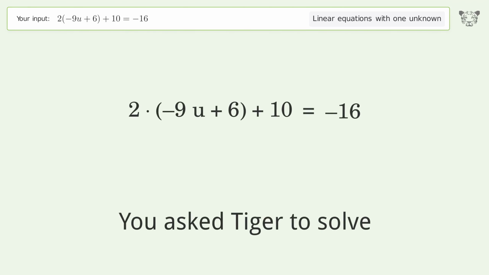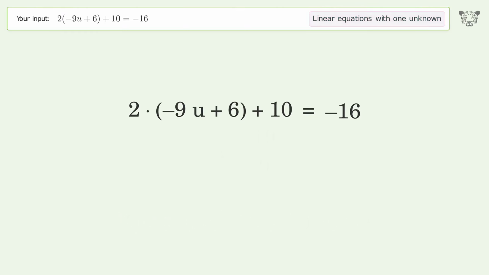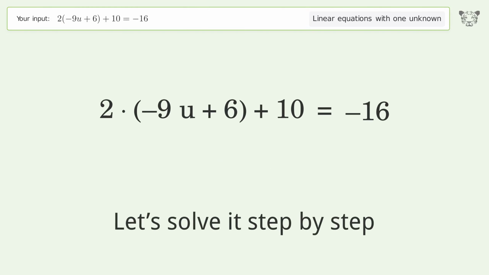You ask Tiger to solve. This deals with linear equations with one unknown. The final result is u equals 19/9. Let's solve it step by step.